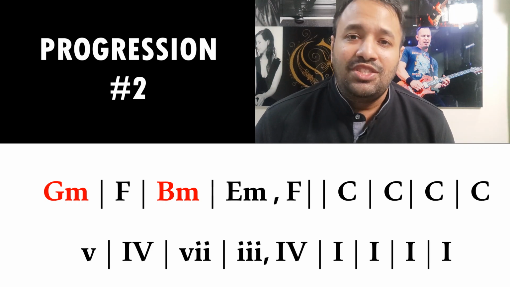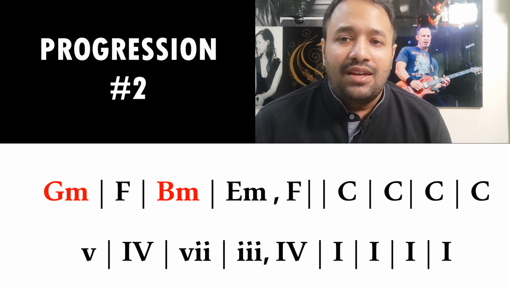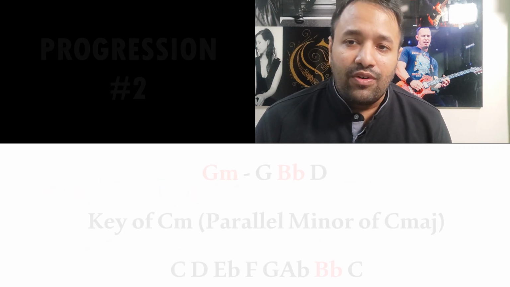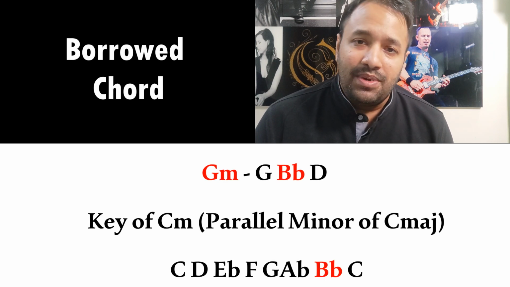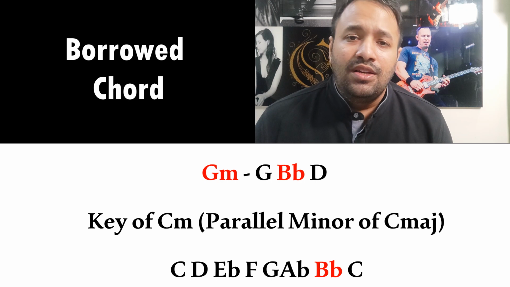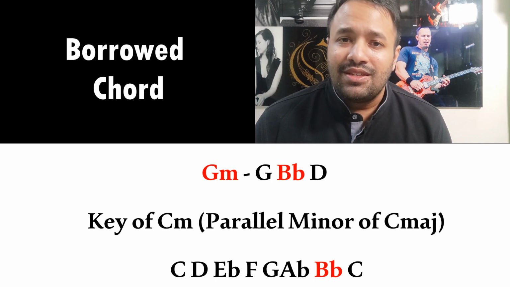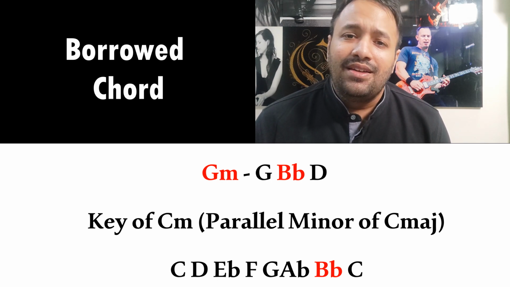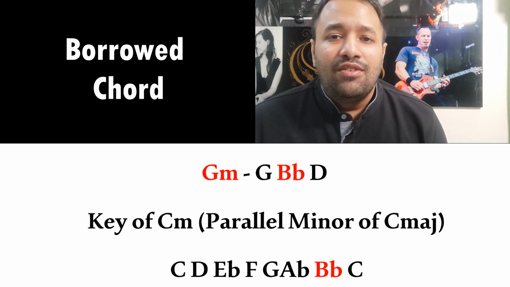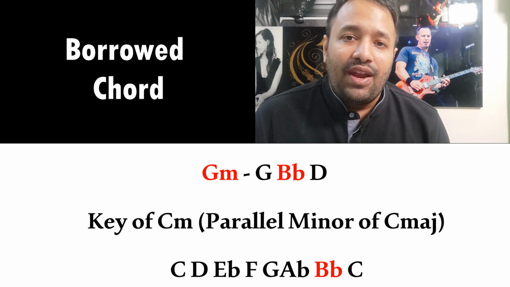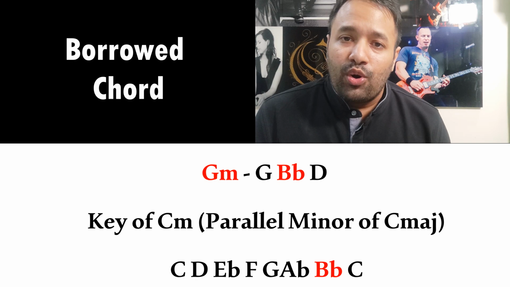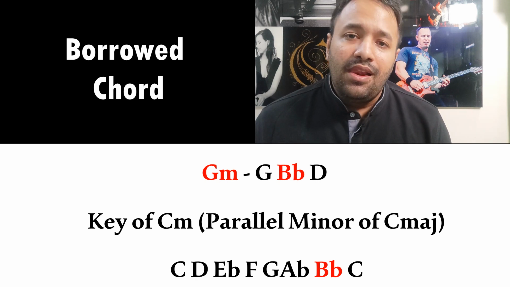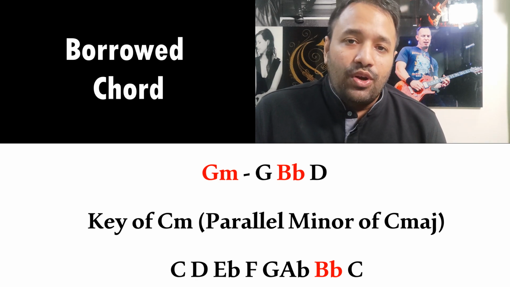The first is the G minor, and the analysis of this is pretty straightforward. This comes from the parallel minor key of the C major, which is the C minor. If you analyze the chords in the key of C minor, you will find that the 5 chord turns out to be a G minor chord, which has the notes G, B flat and D. So this chord is called a borrowed chord, borrowed from the parallel minor key. So G minor going to F.